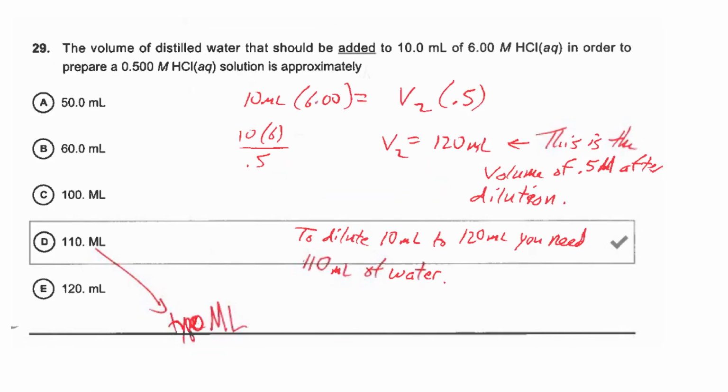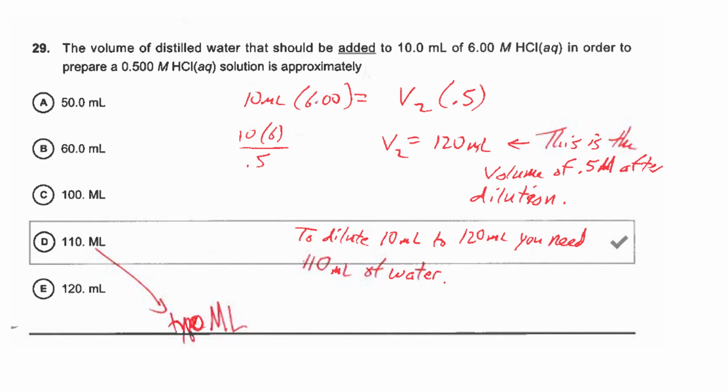29, the volume of distilled water that should be added. Well, okay, so we're doing a dilution. We're turning 6 molar hydrochloric acid into 0.5 molar hydrochloric acid. So I do the math, 10 times 6 is equal to V2 times 0.5. I divide the 0.5 over, and the new volume is going to be 120 milliliters. This is 120 milliliters after the dilution is done. To dilute it from 10 to 120 milliliters, you need to add 110 milliliters.